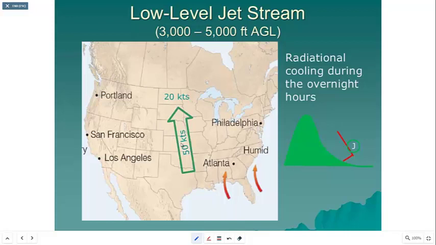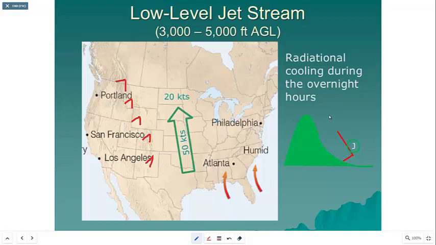Why it is moving in this direction, in part, is due to the Rocky Mountains being located right through here. And so that kind of forces the air to move northward, being kind of parallel to the elevation change.